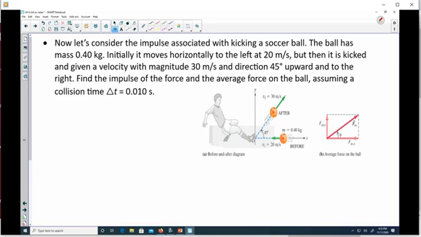So it's important just to remember that impulse is a vector, and so we need to find the x component and the y component of the change in momentum, of the impulse, and then from that we can determine what the impulse would be, and from the impulse we could determine the average force.